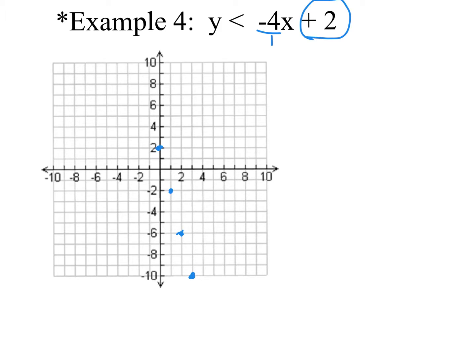Now my next step, again, determine whether this line is going to be dotted or solid. So I look right here. I don't see a solid line underneath that inequality symbol, which means I'm connecting these points with a dotted line.